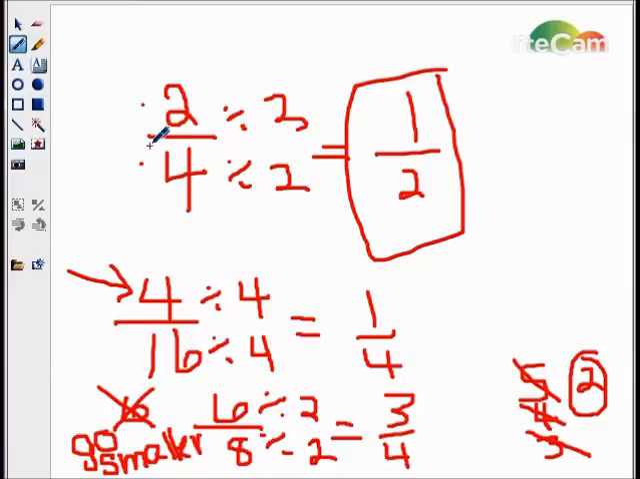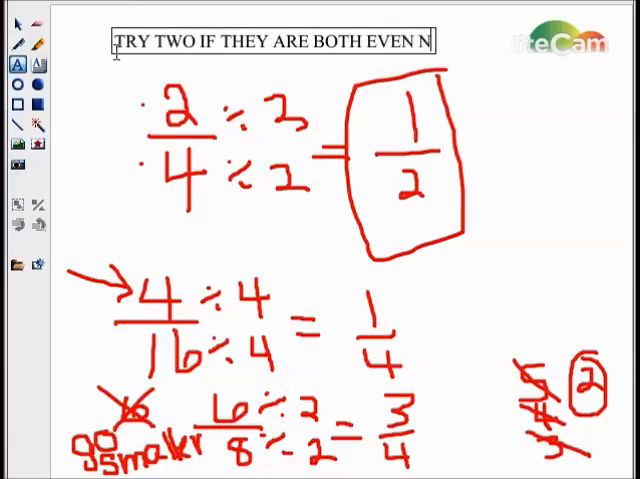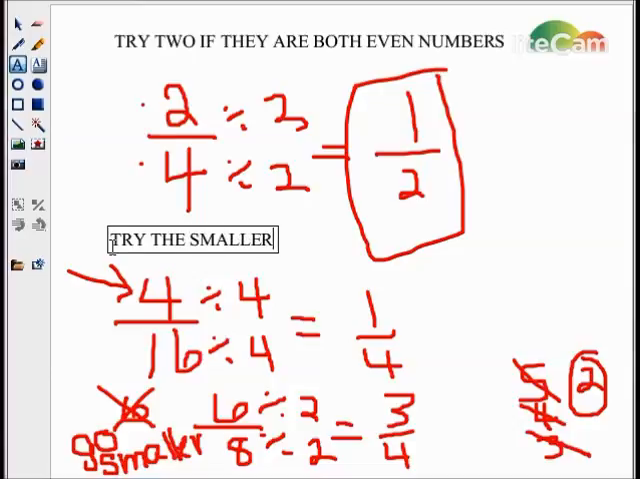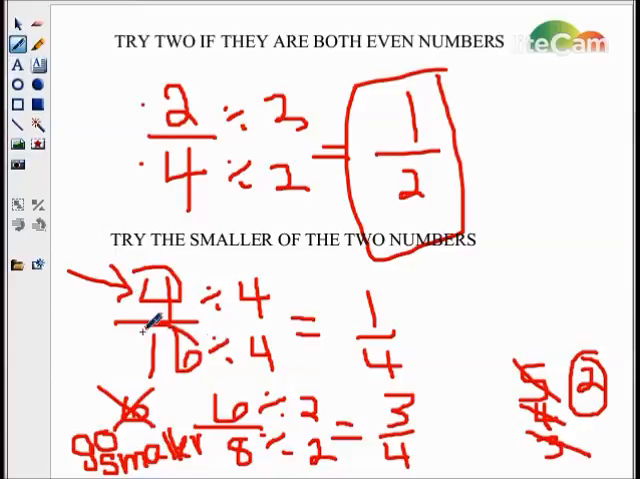Okay, so there's a few tricks. If you're not sure, try 2. If both the numbers are even, try 2. Try to divide the top and bottom by 2. If that doesn't work, try the smaller of the 2 numbers. If you don't feel like listing all the factors, these are a few things you can try. So try 4. 4 is smaller than 16. Divide both by 4. See if it works. Use your calculator. If you get a decimal, it doesn't work. If the smaller number doesn't work, you have to go smaller. So if 4 didn't work in that other problem, I would have to try 3 and 2.